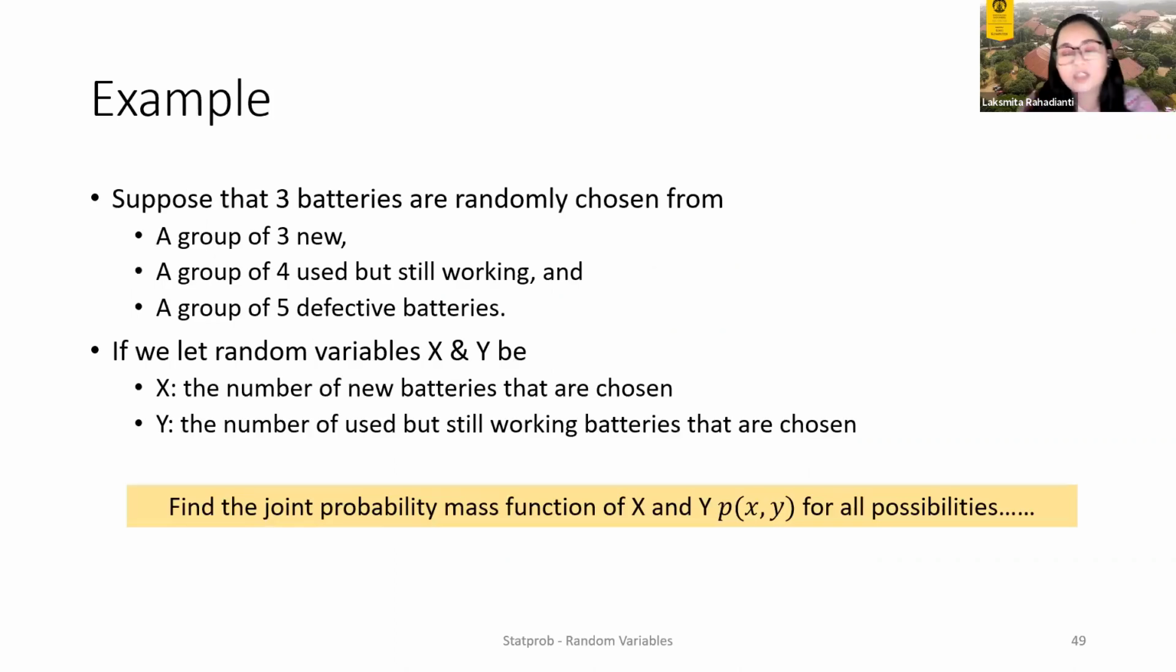So considering random variables that are discrete, we're going to go over a sample question. Suppose that we have 3 batteries randomly chosen from 3 new batteries. Let's denote these using drawings. So I have 3 new batteries. Say these are my new batteries.